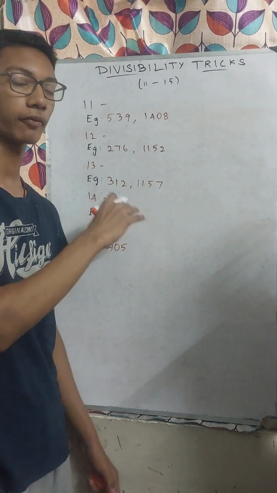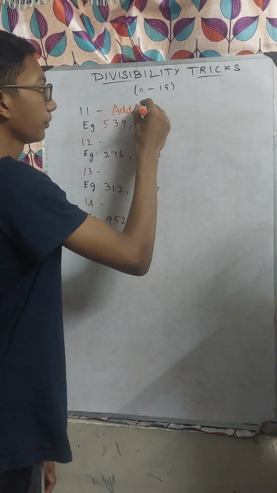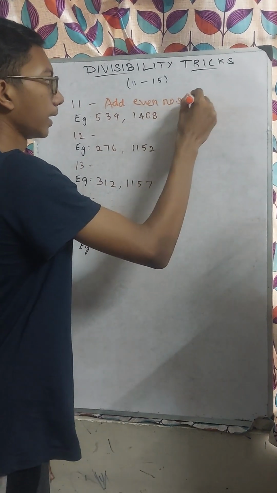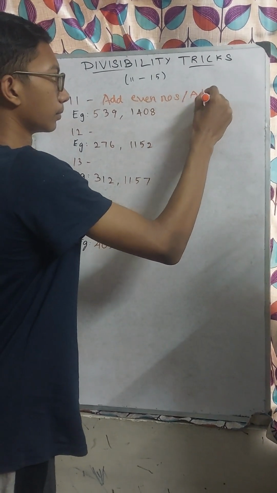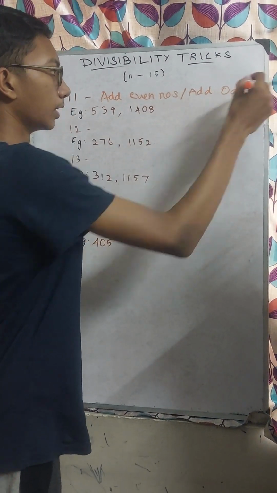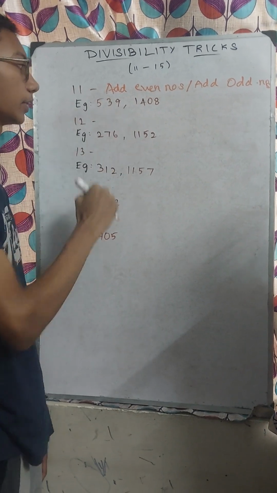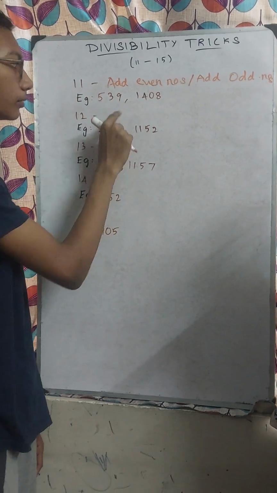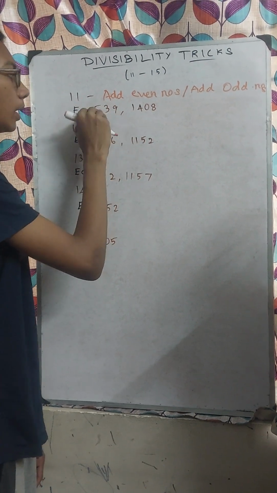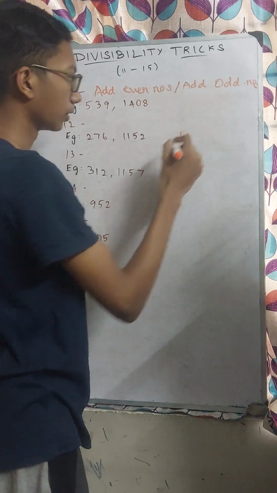The divisibility trick for 11 is to add the even number terms and the odd number terms and subtract them. Let's have an example. Let's say we have a number like 539. Add the odd number terms, that is the first term and the third term in the digit. So 5 plus 9 gives 14.